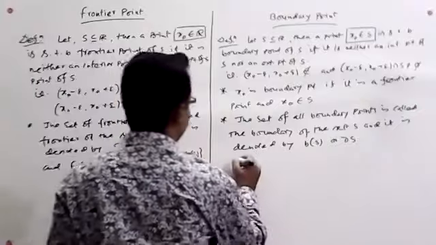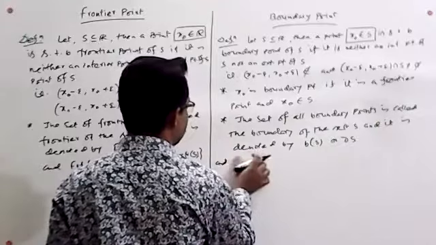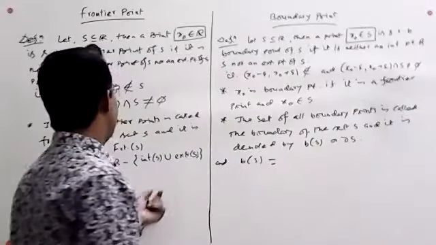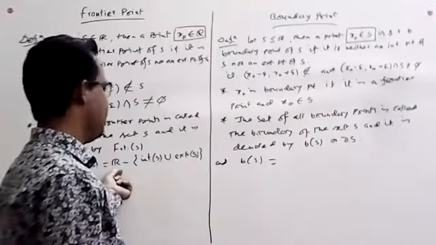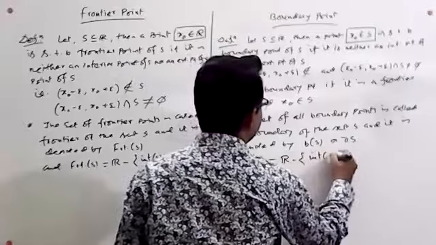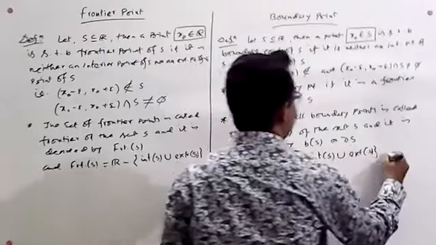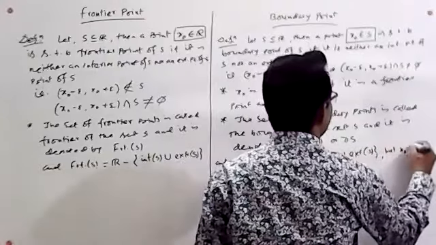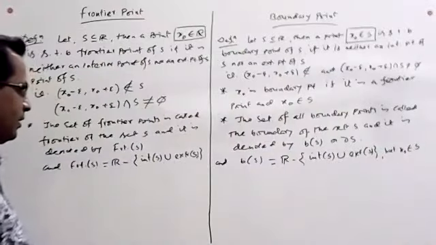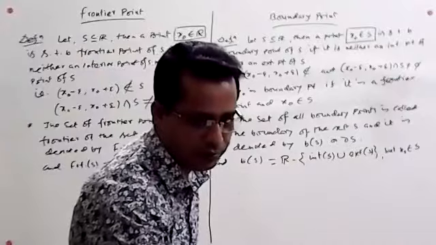Also, for a boundary point and the boundary of S, that is, boundary of S equals, we have to subtract the interior points and the exterior points from the set of real numbers: R minus interior of S union exterior of S, but x naught must belong to the set S. Same operation, there is a difference in respect to the point.